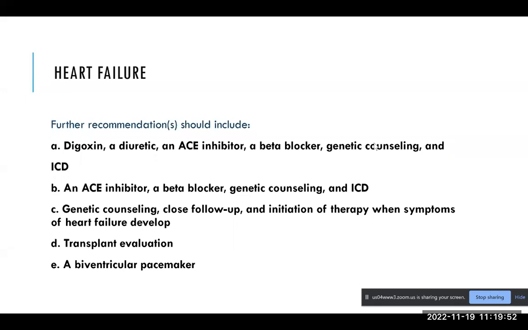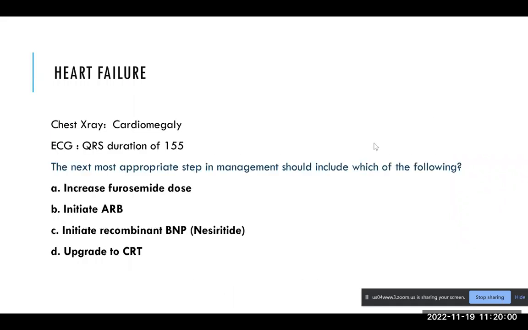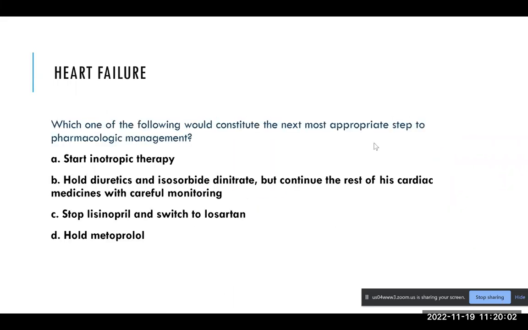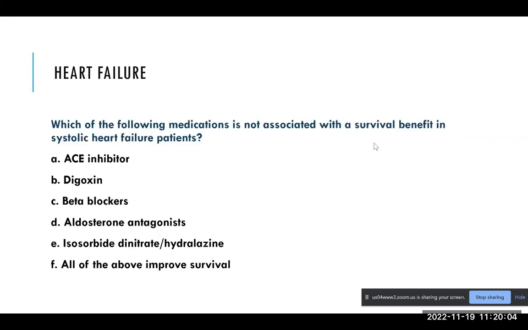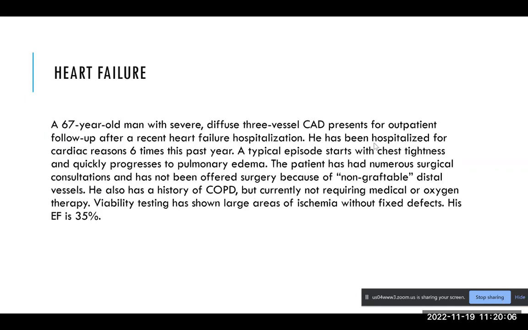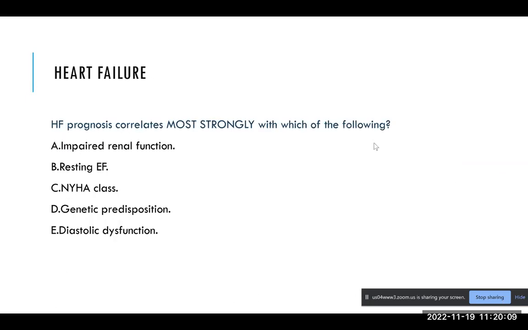The next question: heart failure prognosis correlates most strongly with which of the following: impaired renal function or resting ejection fraction? The answer is A, impaired renal function.